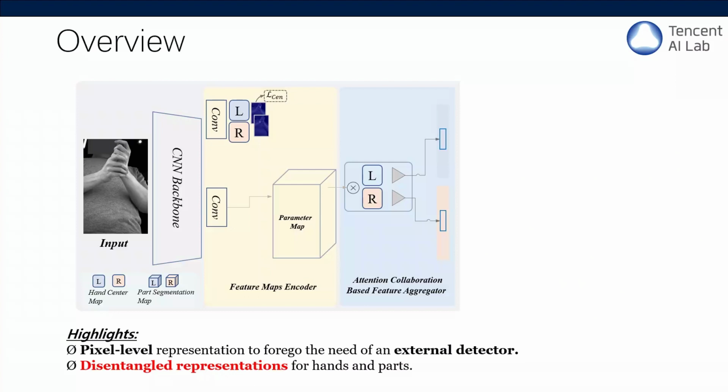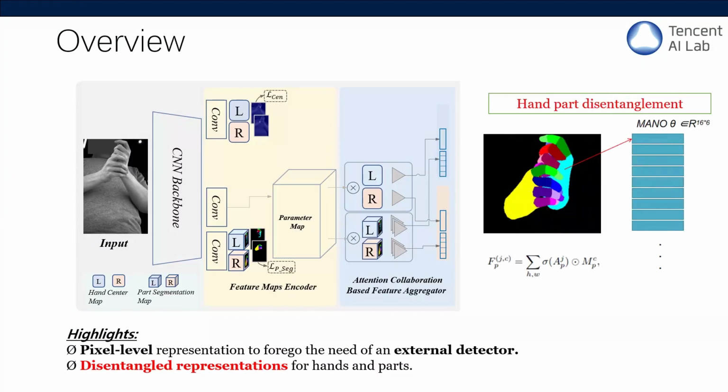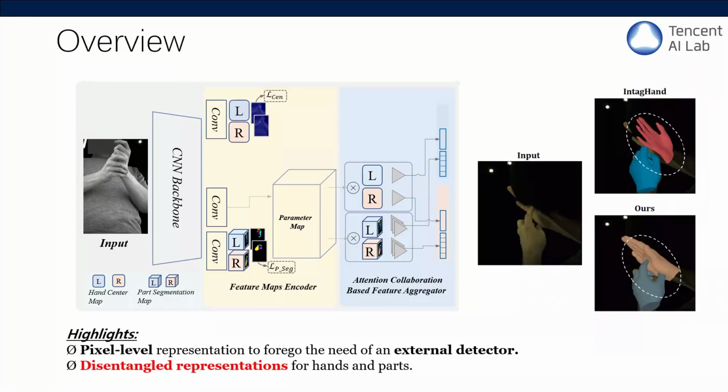So, in order to be stable under occlusion and truncation, our second idea is to further disentangle the hand parts representation to release the interdependencies between parts. And we achieve this by utilizing the hand part segmentation as a soft attention mask by doing the spatial softmax, and we regress the parameters for each joint, only using the feature corresponding to that part. So, now the hand parts are no longer entangled, and it'll be very stable under occlusion and truncation.